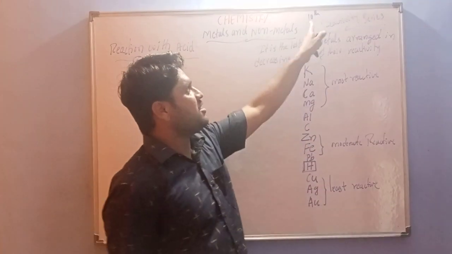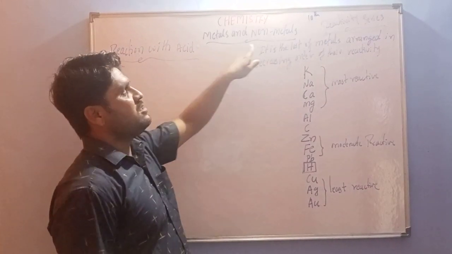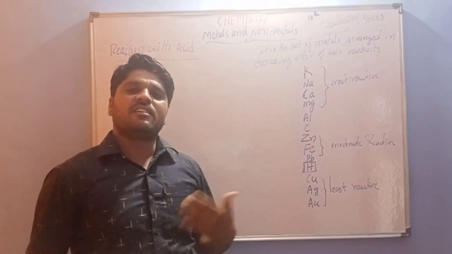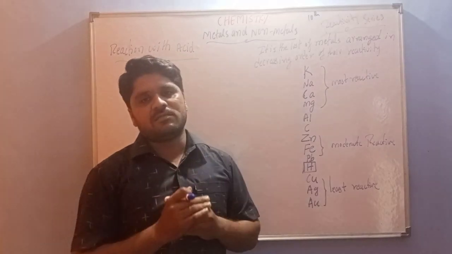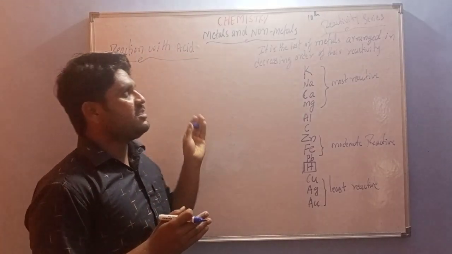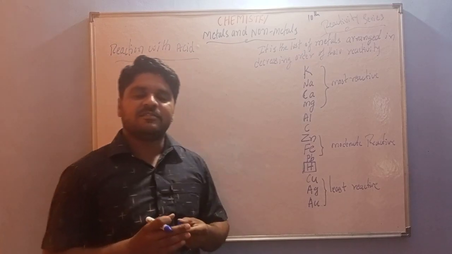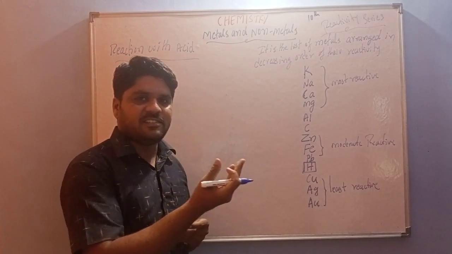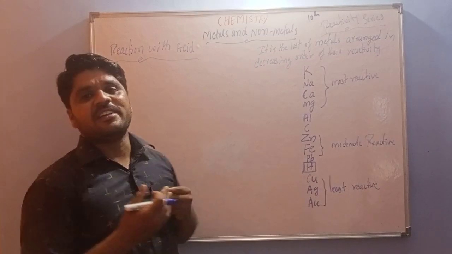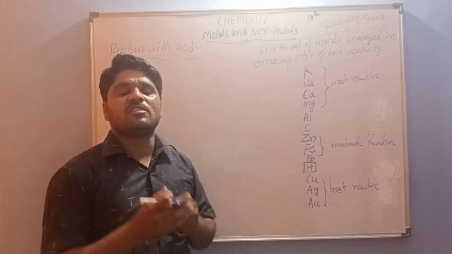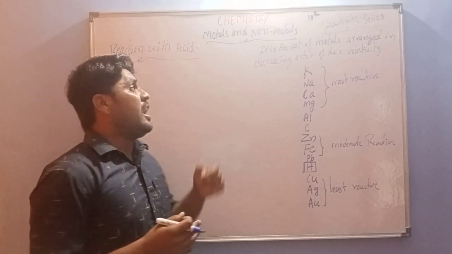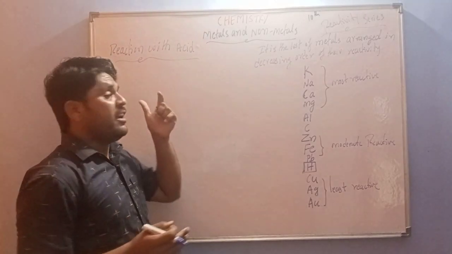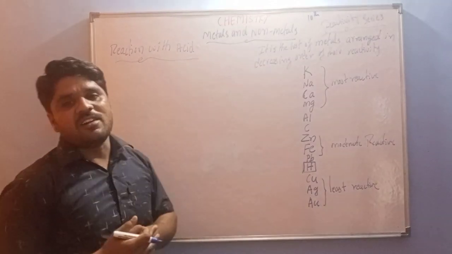This is for 10th students and the chapter is metals and non-metals. In the last class we discussed the chemical properties of metals. In that, when metals react with air, they produce metal oxides, and one more chemical property is that metals react with water. So in this video I will discuss what happens when metals react with acids.